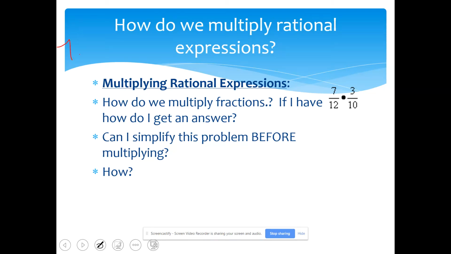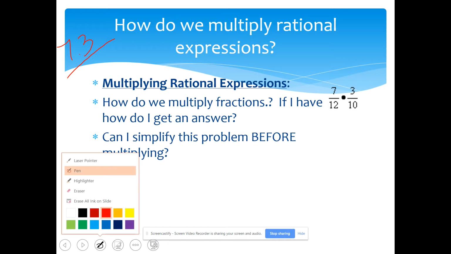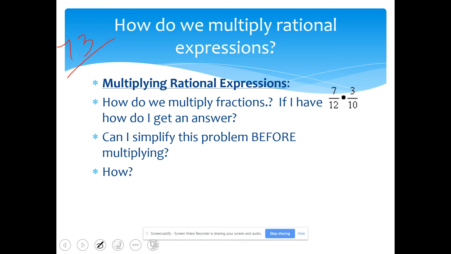Hello, everybody. We are going to continue our notes on section 7.3 with rational expressions. And tonight we're going to talk about multiplying and dividing. So remember we said that rational expressions are basically polynomials that are in fraction form. They follow all the exact same rules that regular fractions follow.